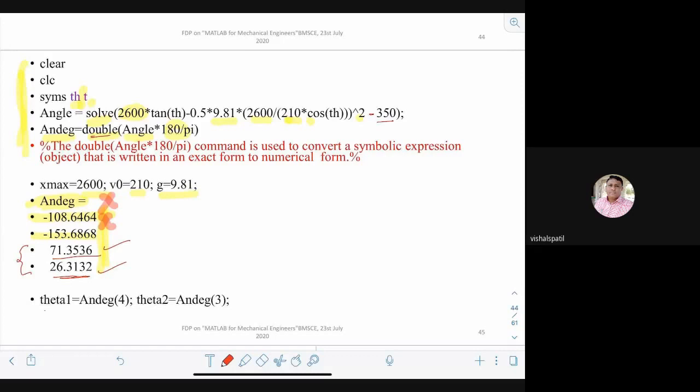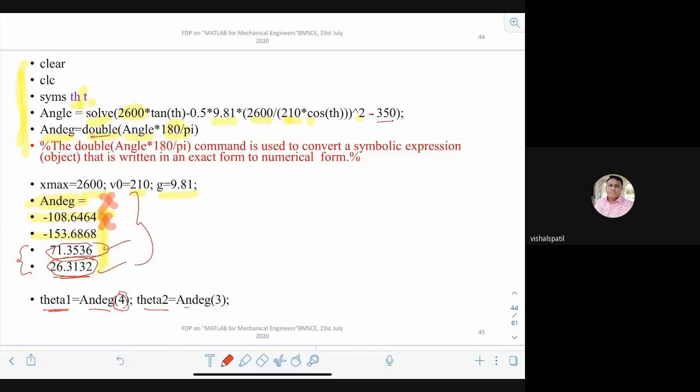Theta 1, the angle at which it can be fired, is 26 degrees. How did I get this? Only because of this output. I noticed that this is the first angle that I can take. And the second, theta 2, is 71 degrees. So two values are practically accepted. Those are the two possible solutions to this problem.